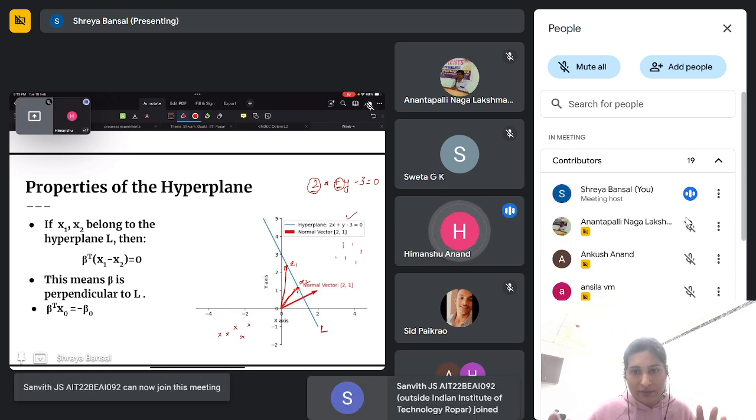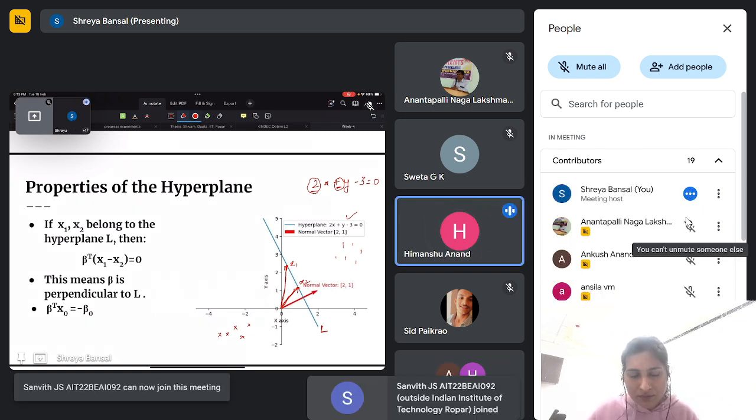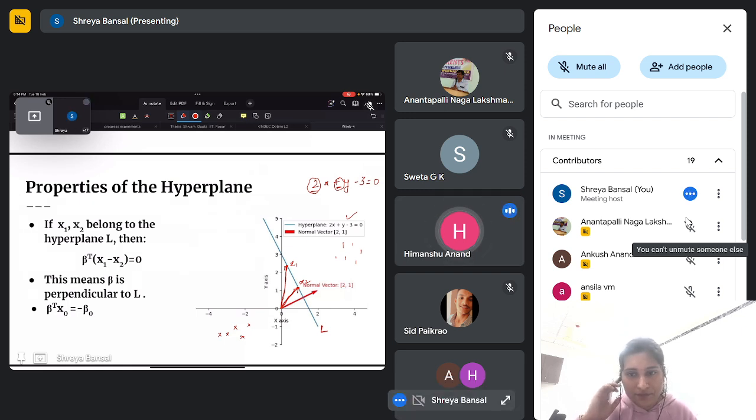The line 2x plus y minus 3 is this blue line. x1 and x2 are two arbitrary vectors on this line, and overall we call it a hyperplane.